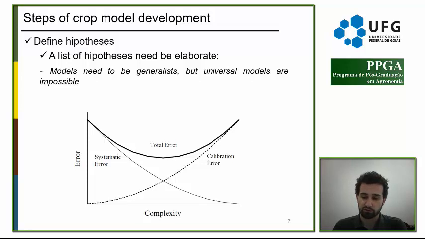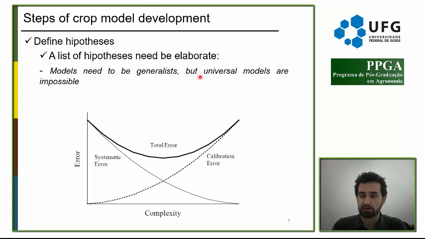We need to be careful with this point. We discussed in the last class the model complexity. I can build a very complex model, but I can get error from the calibration, or I can build a very simple model where I get error from the system. These models need to be generalist, but universal models are impossible.